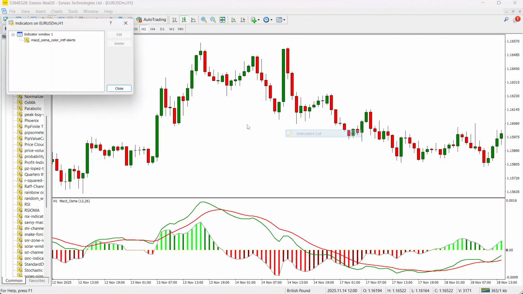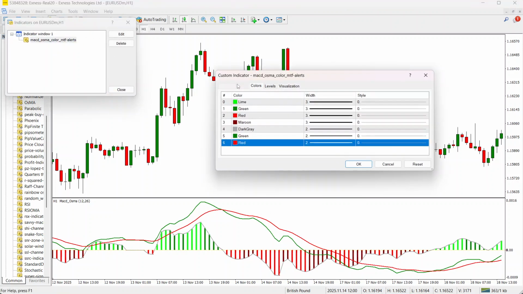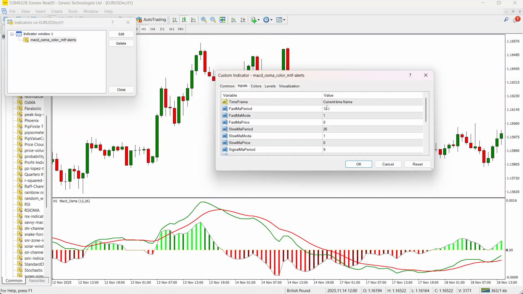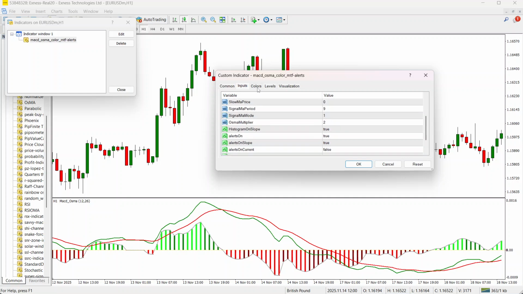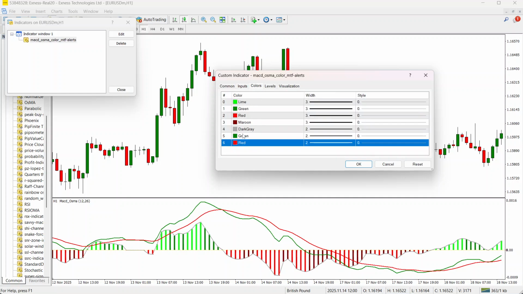Its settings include its time frame. You can use the current time frame. You can also adjust its fast MA period, fast MA mode, and you can also toggle on the alerts. Now, when you first install or upload the indicator, your colors might be slightly different. Just know your number 5 is your green signal line, or it could be a different color, and your 6 is your red EMA line. You can adjust the color to suit whatever style you want.